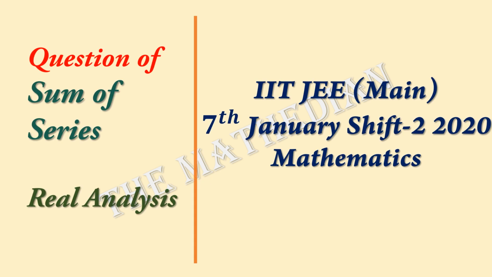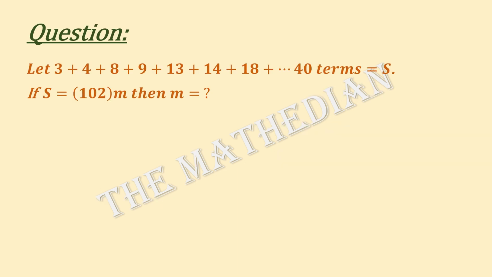In this video, we are going to discuss a question of sum of series asked in IIT JEE Main 7 January 2020. The question is, let 3 plus 4 plus 8 plus 9 plus 13 plus 14 plus 18 up to 40 terms is equal to S. If S is equal to 102 multiplied by M, then M is equal to what? The options are A 20, B 25, C 10 and D 5.